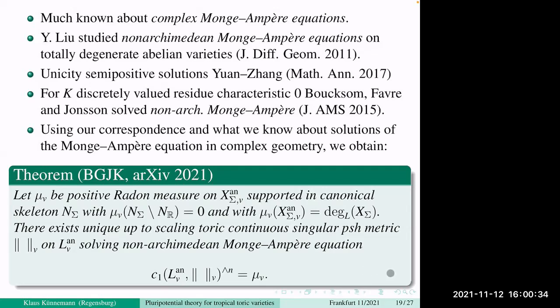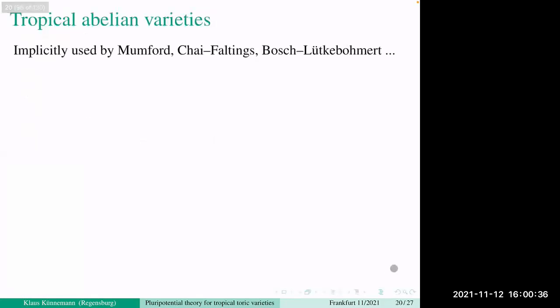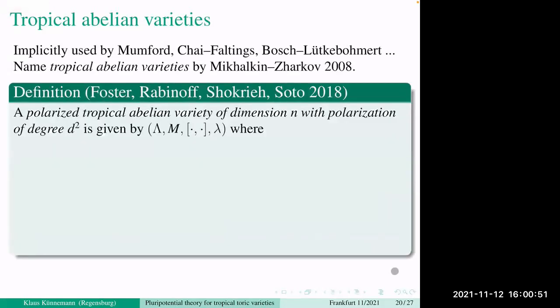And that's what I want to discuss next. So I think I have to hurry up a little bit. Tropical toric varieties were used by Mumford, Faltings, and many others, but without using the name, when they investigated non-Archimedean uniformization. I think the name appeared first in Mikhalkin and Zharkov in 2008. And I will give the definition of polarized tropical abelian varieties due to Foster, Rabinoff, Shokrieh, and Soto.